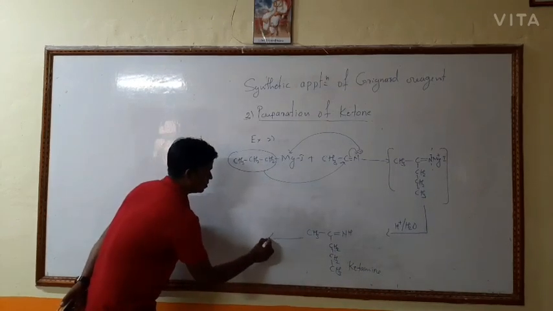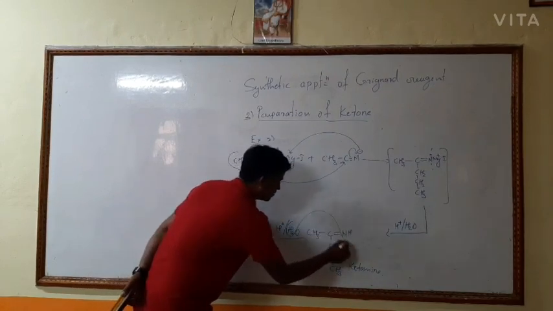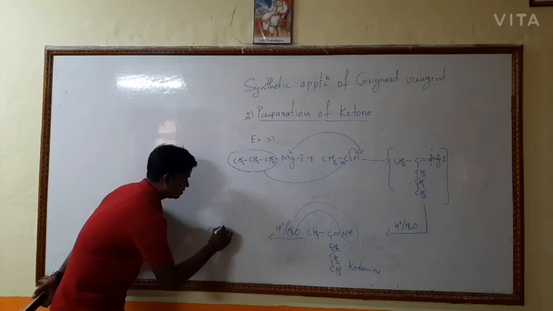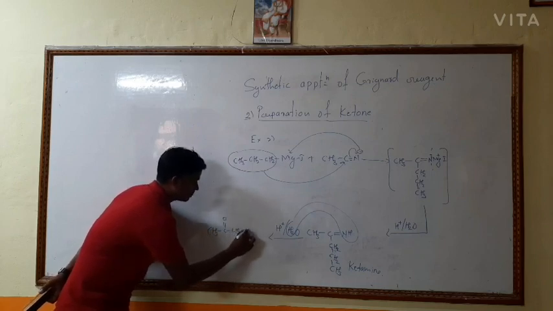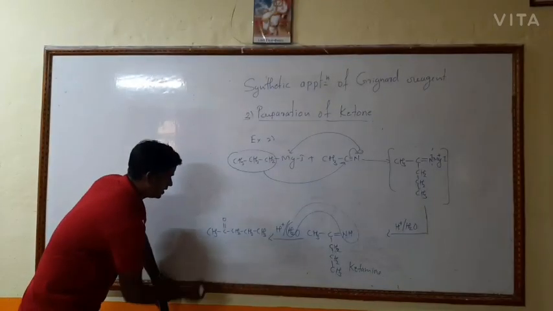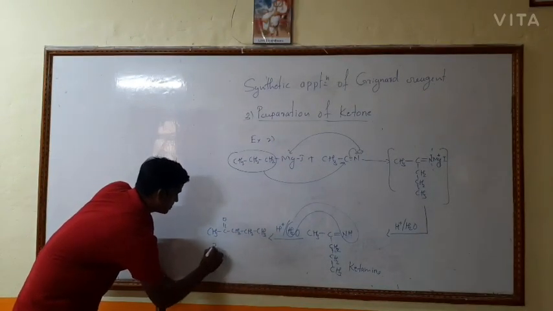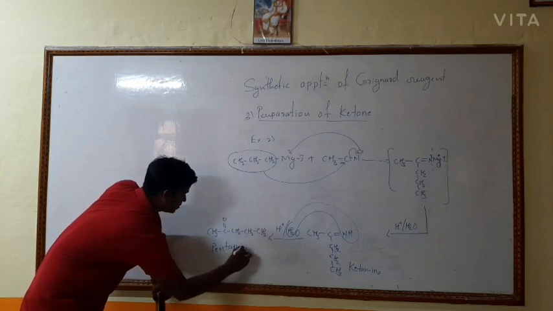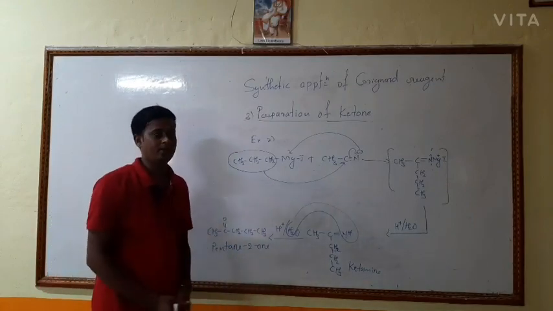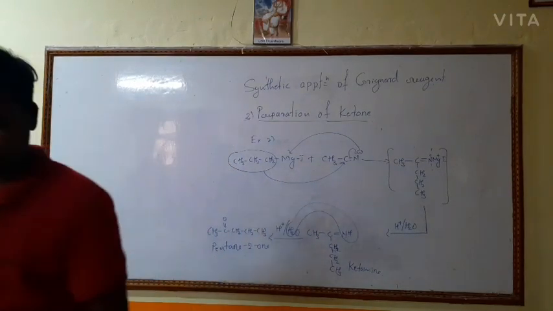Again this ketimine undergoes acid hydrolysis once more. Here the ammonia molecule goes away to give CH3 C double bond O, CH2CH2CH3. This is our ketone. The name of the ketone is pentan-2-one. This is the preparation of ketone by using Grignard reagent.